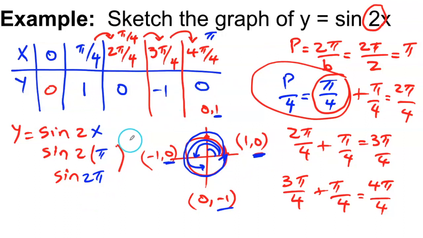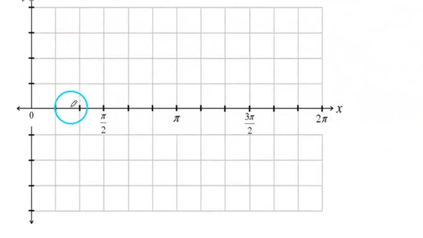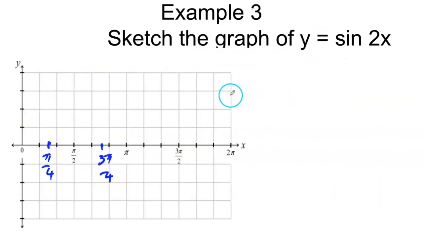Once I have those points, I need to graph those values. So pi over 4, 2 pi over 4, 3 pi over 4. So if this is pi over 2, then over here is going to be pi over 4. And this is going to be halfway, 3 pi over 4. So remember the previous pi. That means I'm going to have 2 cycles between 0 and 2 pi. Now, the amplitude is 1. So let's call this 1, for example. And down here is going to be negative 1.